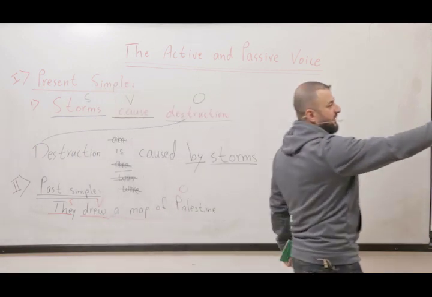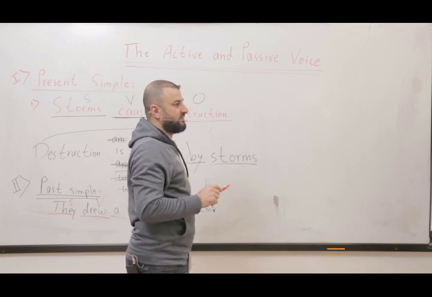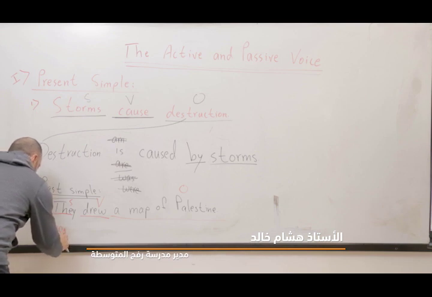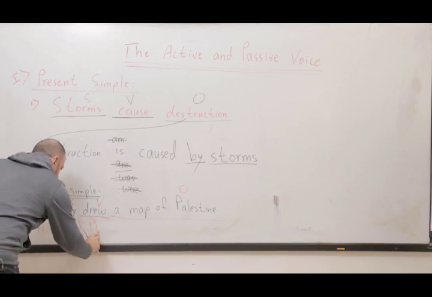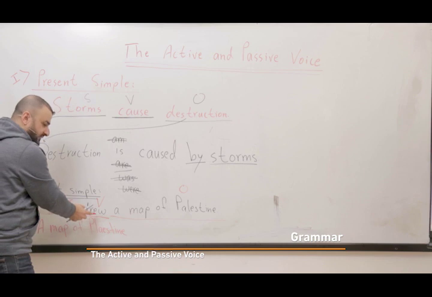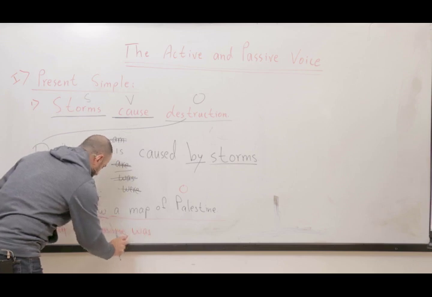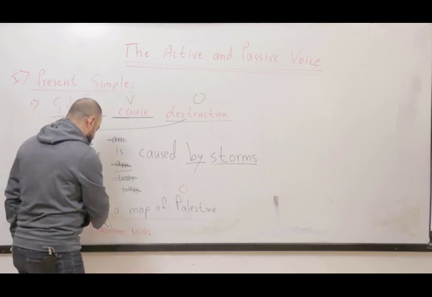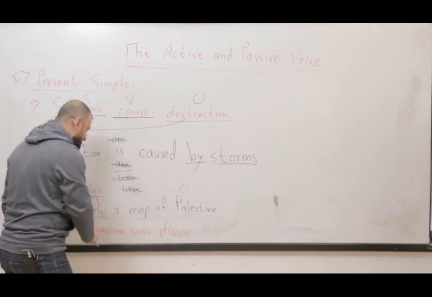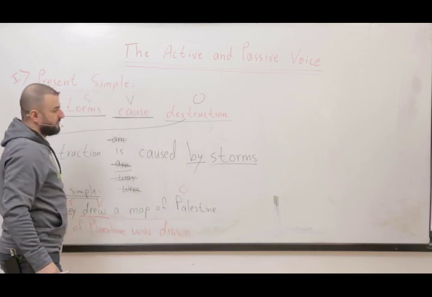So we have to shift the object to the subject position of the passive sentence. Here we have to put a map of Palestine. The verb here is in the past, so we have to put was. And a map of Palestine is singular. The part 3 of the verb is drawn: draw, drew, drawn. It's not necessary here to put by them. So a map of Palestine was drawn. This is the second rule.